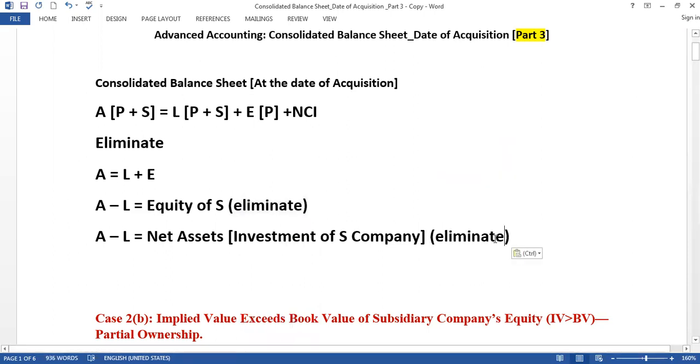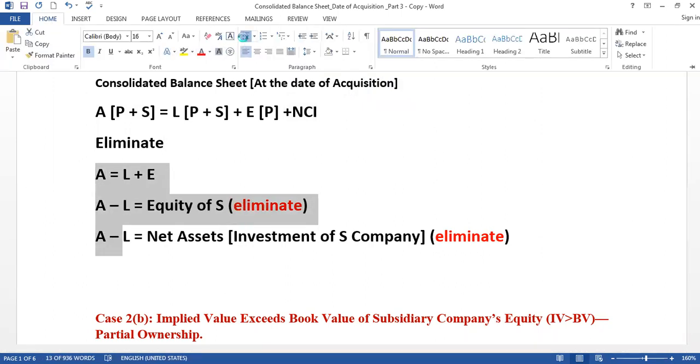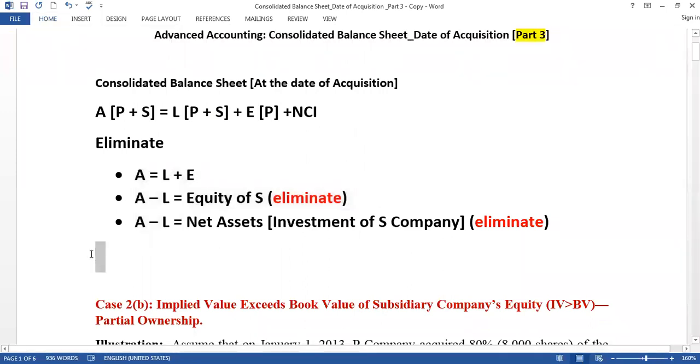Eliminate means it should be closed. So we should close the investment in subsidiaries. We should close the equity of subsidiaries, and we only keep assets and liabilities from the parent and subsidiary. And if you close the equity of the subsidiary, you should have the equity of the parent company, and if we have any NCI, you have to establish the NCI under equity. So this is another concept under elimination.